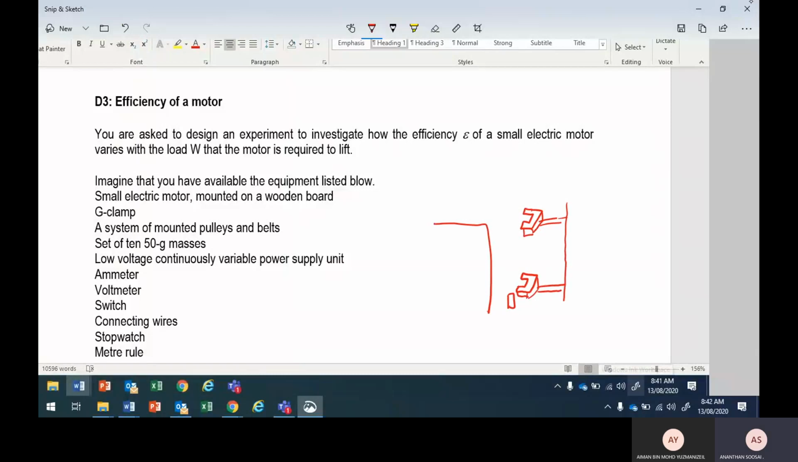Connected to a retort stand maybe. And this mass has to be at the bottom here. Mass must pass through the gap, to go up. Maybe you have a pulley here. These two light gates are connected to maybe an electronic timer.